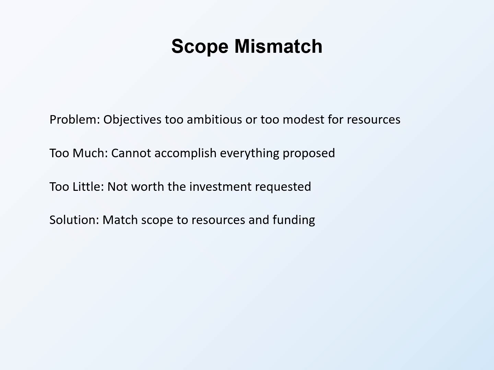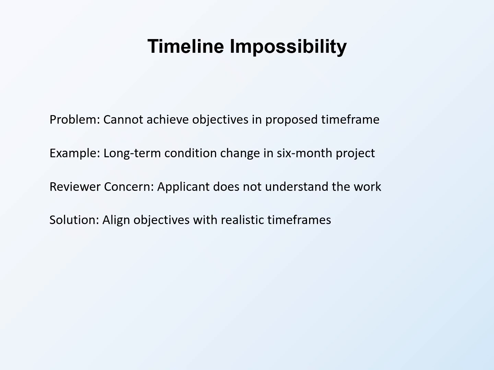The solution matches scope to resources and funding. Objectives should be achievable with proposed resources. Resources should be appropriate for proposed objectives. Balance creates credibility. Timeline impossibility signals unrealistic planning.